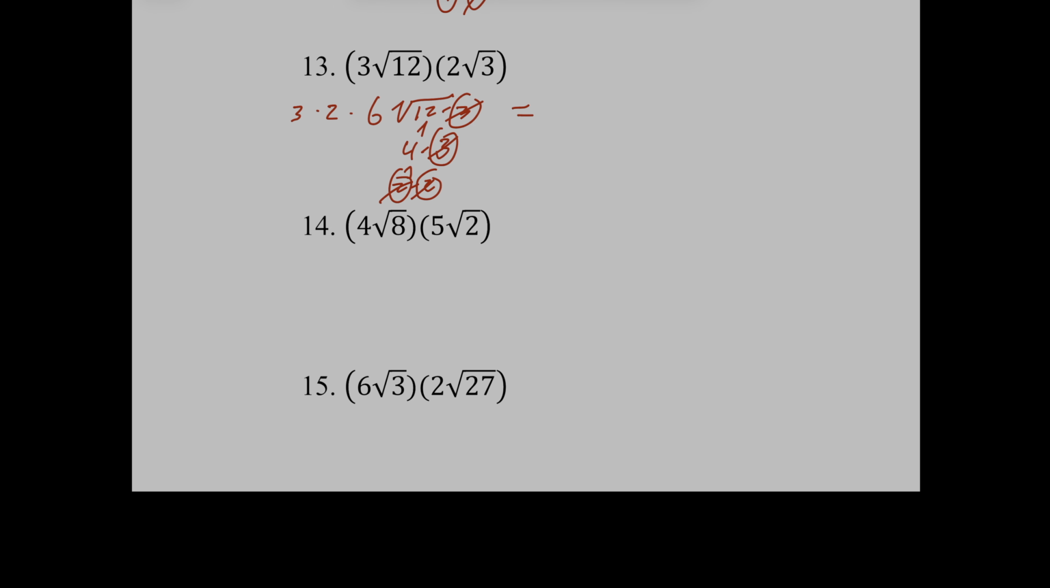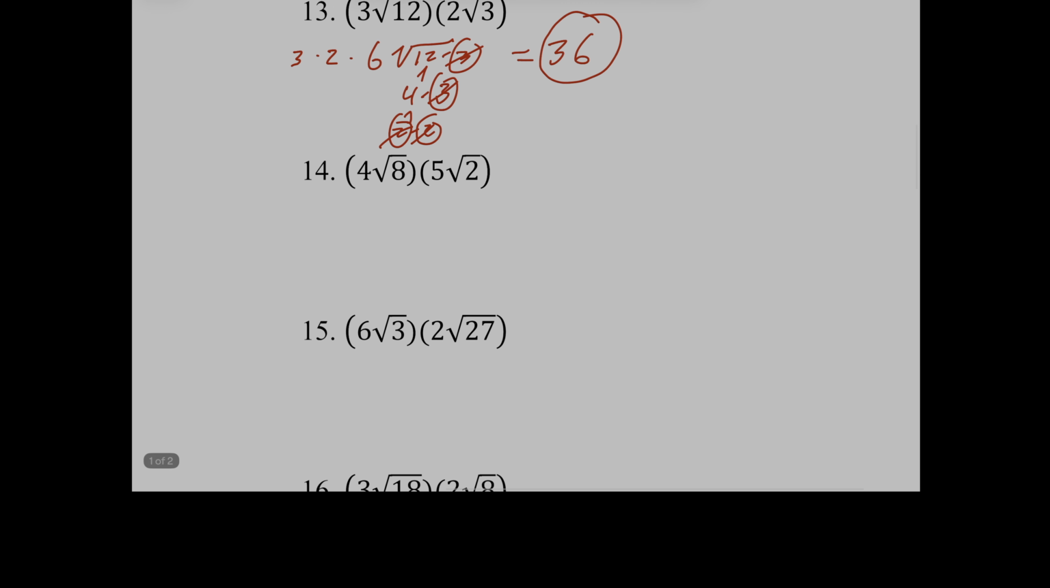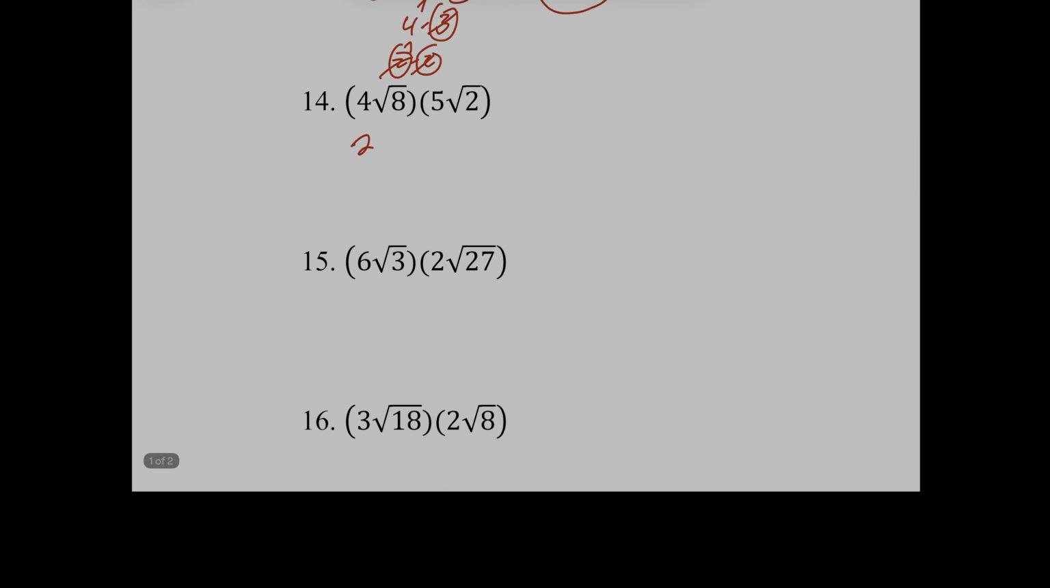Okay, and so this right here, I'm just going to multiply the outies. 3 times 2 is 6. 6 times 6 is 36, and I have nothing left inside. Everything came out. Number 14, I'm going to multiply my outies. 20. Let's multiply my innies. This time I am going to multiply it because I get square root of 16. I know square root of 16 is 4, normal everyday 4. So I'm just going to pop a 4 out, and I'm just going to call my answer 80.